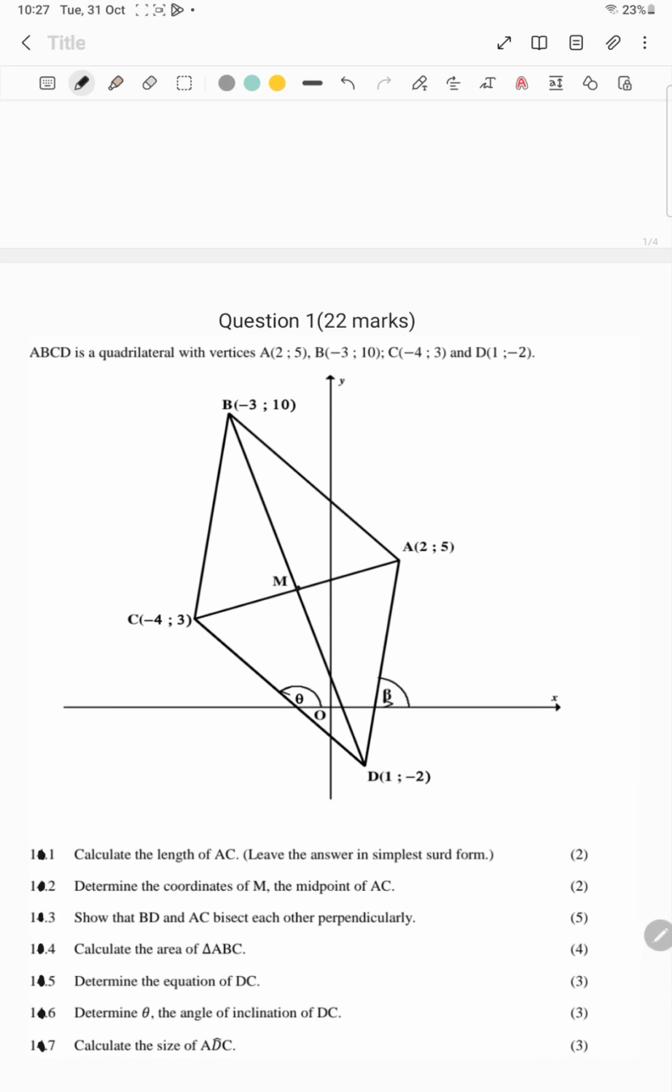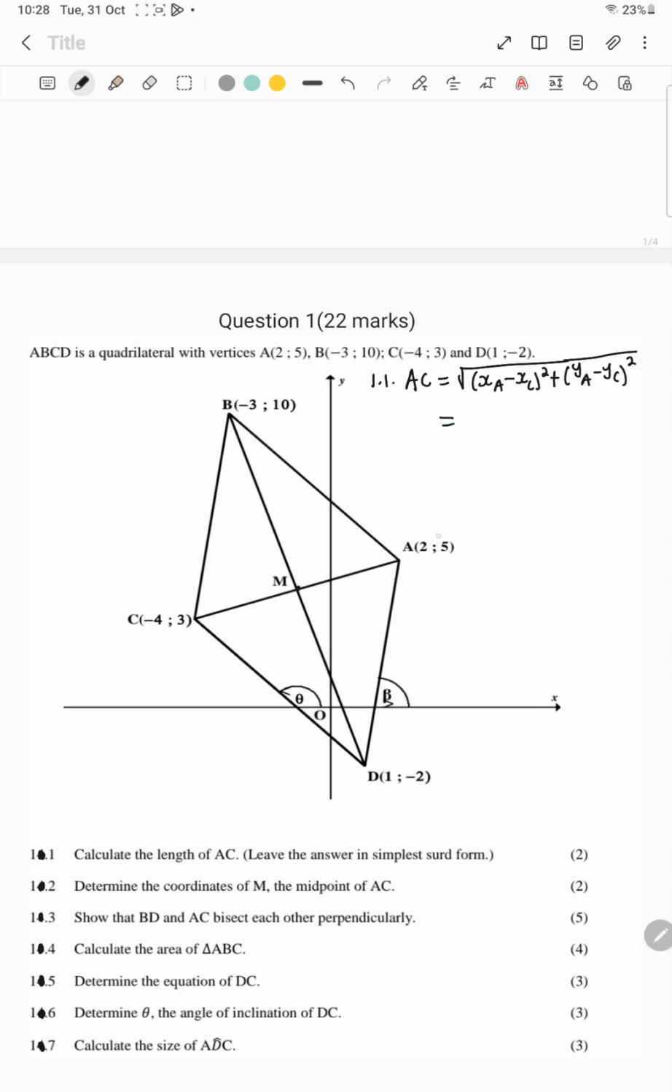So the first question says ABCD is a quadrilateral with vertices A, B, C, and D. The first part says calculate the length of AC, and you need to leave the answer in simplest surd form. So here you're just going to use the distance formula as it is given in your formula sheet. So the distance of AC is going to equal x at A minus x at C, squared, plus y at A minus y at C, also squared.